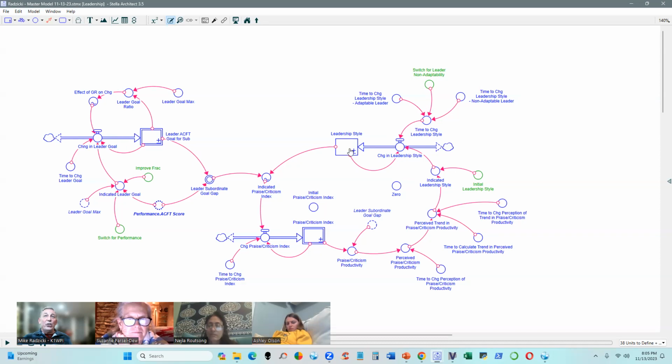And then that gap leads to praising or criticizing. So the leadership style is, are you a praiser or a criticizer? You've got to decide in the model one way or the other. That's your way of doing things. And then you monitor how productive is your praise or criticism? Is it getting you anywhere? Every time I yell at this guy, he runs faster. I'm getting somewhere.